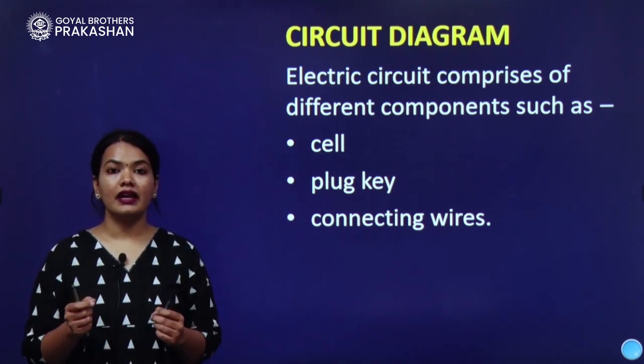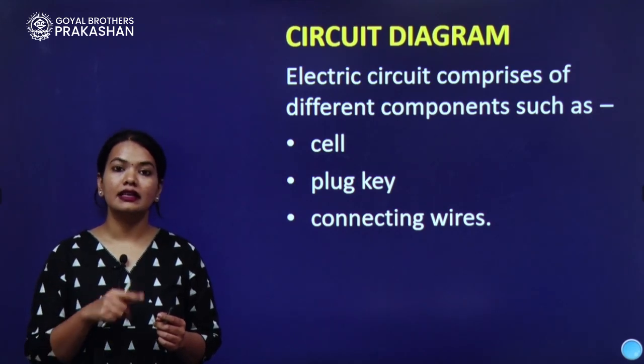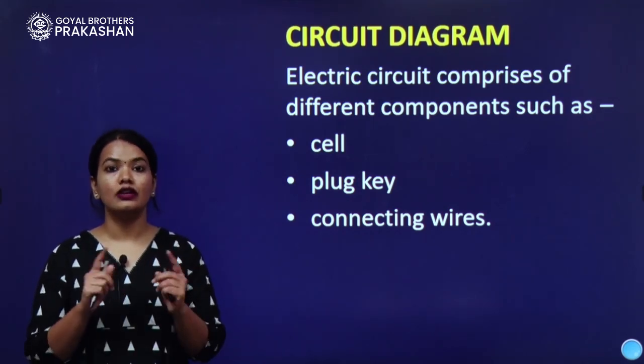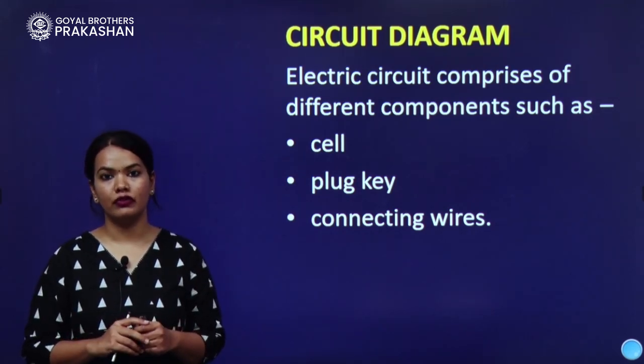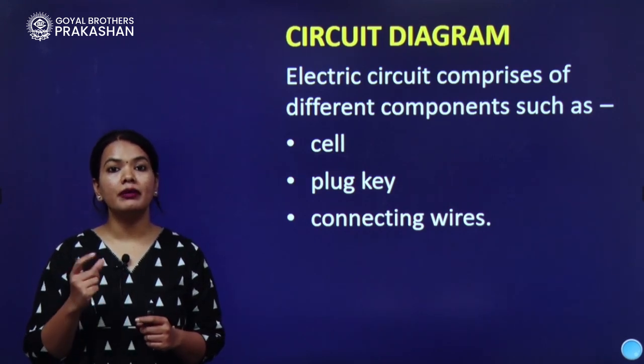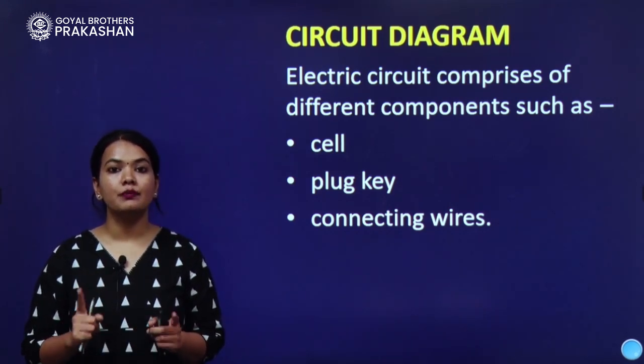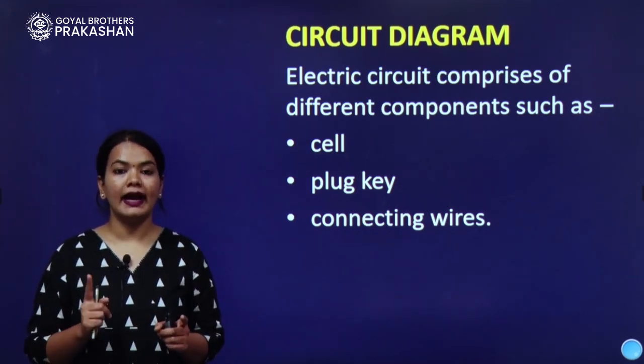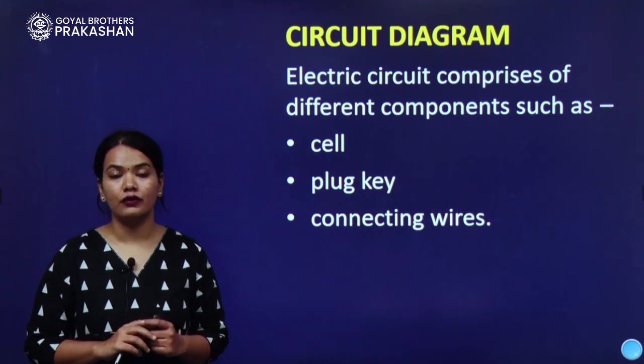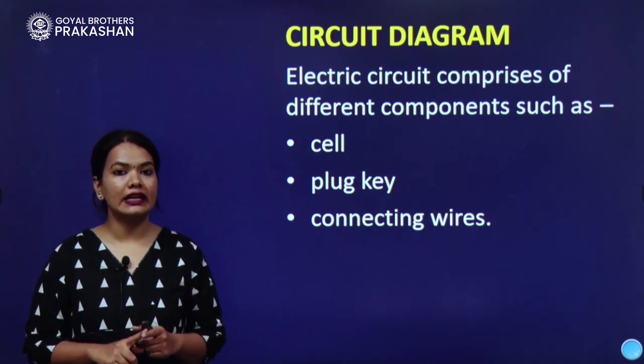If we close the plug key, the circuit becomes closed, right? We have a closed circuit and the current will flow. But if we open the plug key, the circuit is broken, the circuit is open, and in open circuit, current does not flow. So it stops the flow of the current.